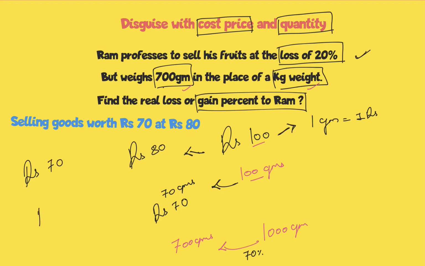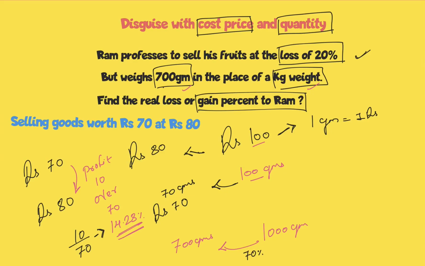So the cost price to him is rupees 70, right? Because he gave you only 70 grams. And the selling price is rupees 80. So goods worth rupees 70 sold at rupees 80. The profit is 10 over the cost price of 70. 10 over 70 is nothing but 14.28%. We know the reciprocal here, 1 by 7. So 14.28% is the profit to him in the entire transaction.